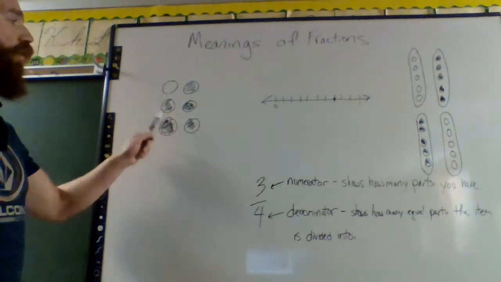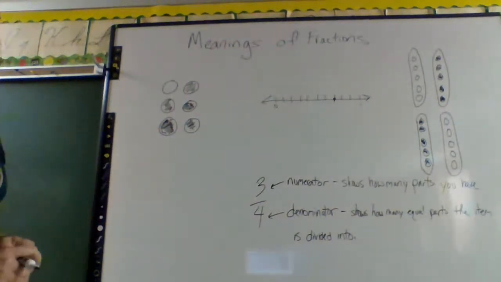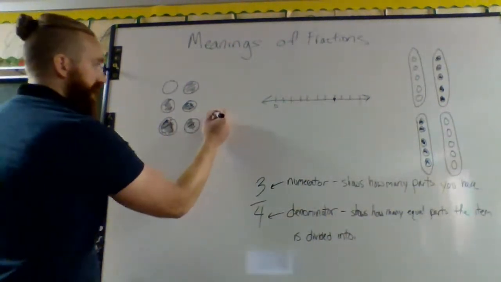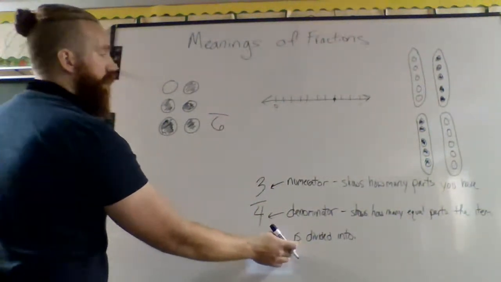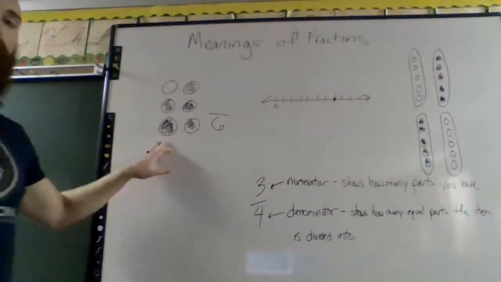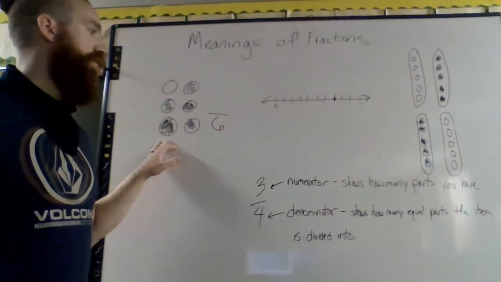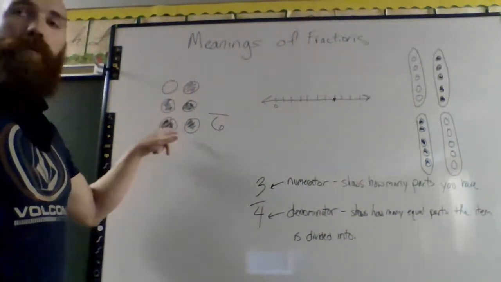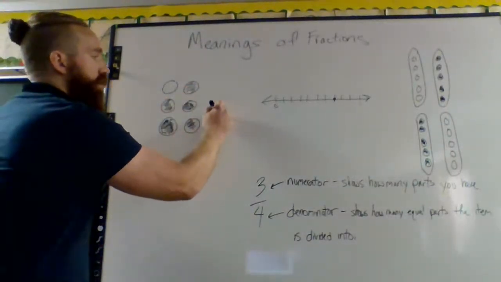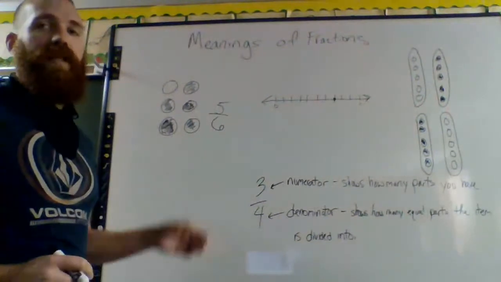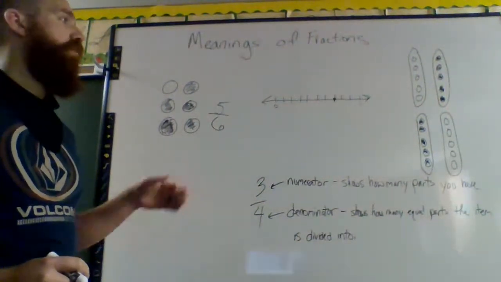We have a total of how many counters? 6. So that would be your denominator because that is the total amount that we're dividing into. And then your numerator shows how many parts you have. So how many do we have shaded in? 1, 2, 3, 4, 5. So the fraction that this would represent would be 5/6.